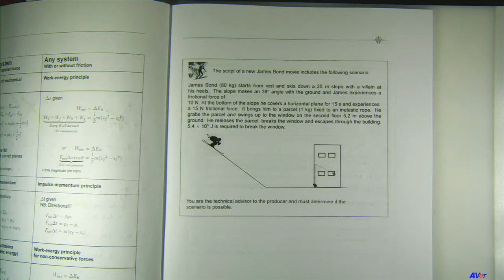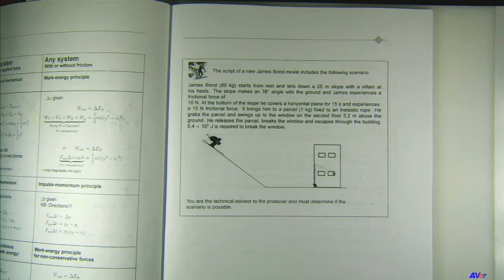a 25-meter slope with a villain at his heels. The slope makes an angle of 38 degrees with the ground. He experiences a frictional force of 10 newtons. Then at the bottom, he covers a horizontal plane for 15 seconds, experiencing a 50 newton frictional force. It brings him to a parcel, 1 kilogram fixed to an inelastic rope. He grabs the parcel, he swings up, so they've got a collision with the parcel. He's swinging up, and he swings up and breaks the window, escapes through the... Okay. And you immediately feel, oh gosh, hey.